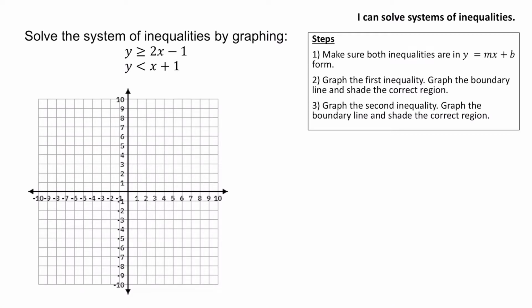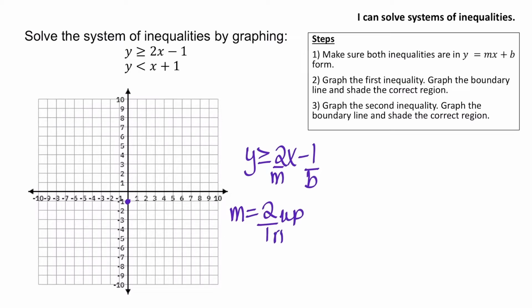So let's solve the system of inequalities by graphing. We want to first make sure that both inequalities are in y equals mx plus b form. So we have y is greater than or equal to 2x minus 1. This is in mx plus b form because 2 is m and -1 is b. So remember, if I'm going to graph this, I'm going to go to -1, and then I'm going to count slope, which is m equals 2, which is 2 over 1. So I'm going to go up 2, and then I'm going to go right 1 to plot my second point.